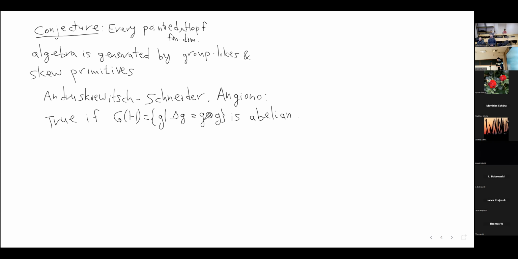I will mostly concentrate on that. But I want to give some example in the abelian case because this is what I would say we understand the best.